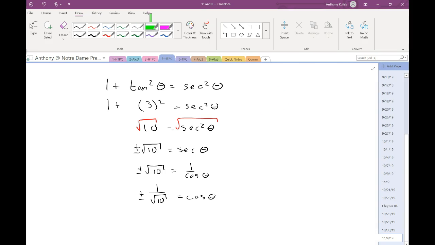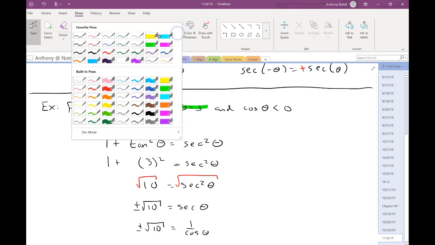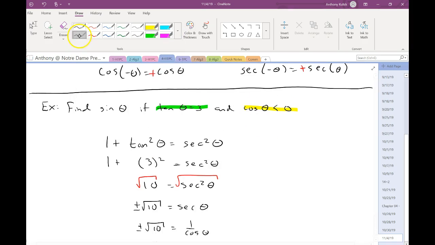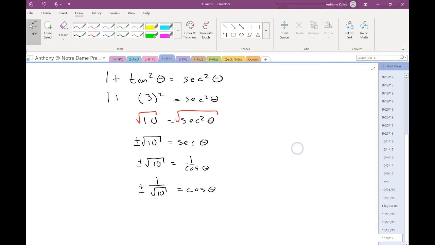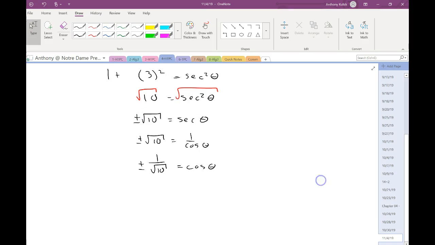But remember, cosine is negative. So really, I don't have plus or minus. I have just the minus. I'm going to put that on ice for just a moment. We'll come back to you.